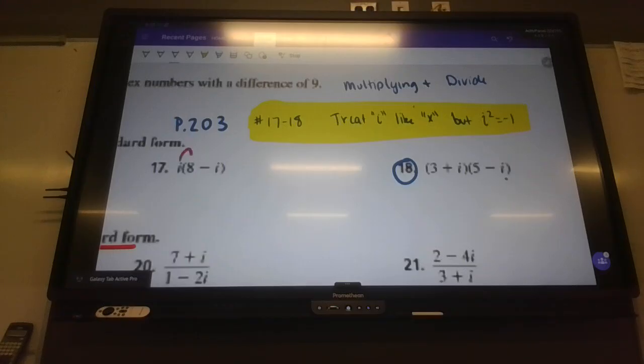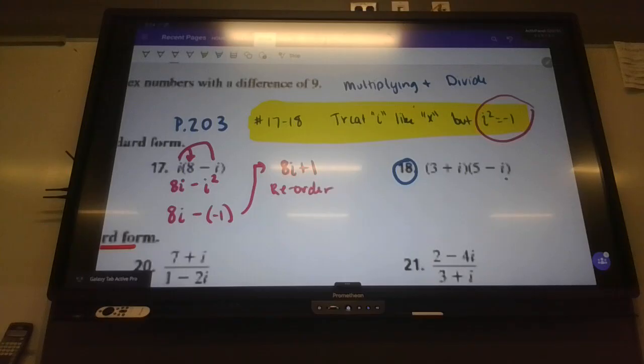So I'm going to distribute here. i times 8 is 8i. I'm going to distribute here. i times i is i squared. Well, i squared is -1. 8i minus, I'm going to take the i squared out. I'm going to put -1 in. That would be 8i plus 1. And now I'm going to reorder it so it's in standard form. 1 plus 8i.